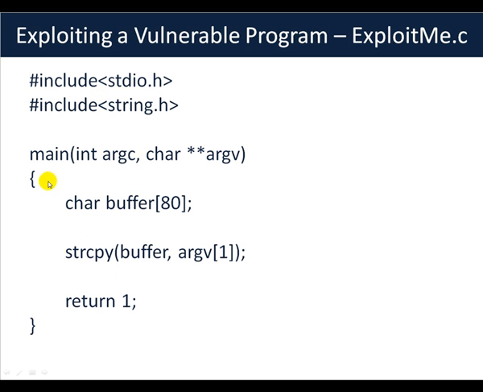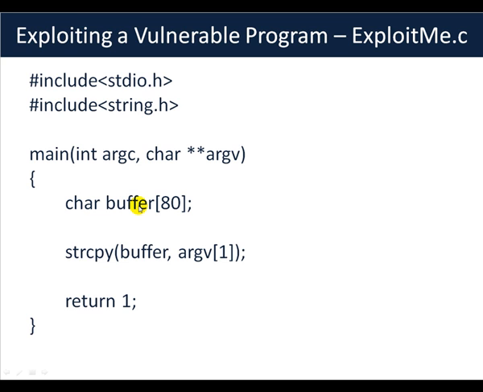Very simple program where we have a buffer of 80 bytes and there is a user supplied input which is stored in argv1, and then we have the vulnerable function strcpy which simply copies argv1 into the buffer without really checking for the size of argv1 and the size of the buffer. So very typical kind of a vulnerable program where there is no bounds checking happening. So how would we go about exploiting such a program?